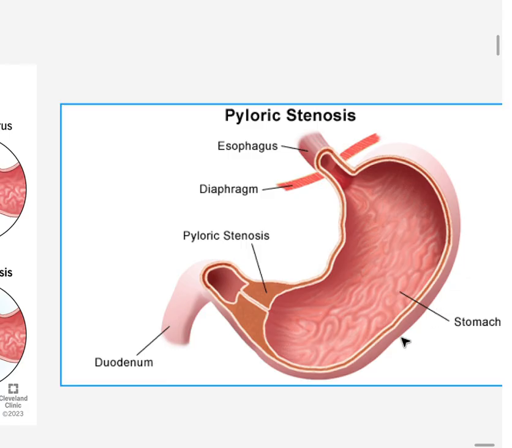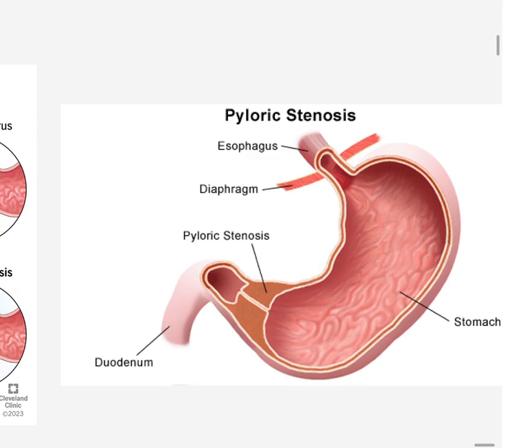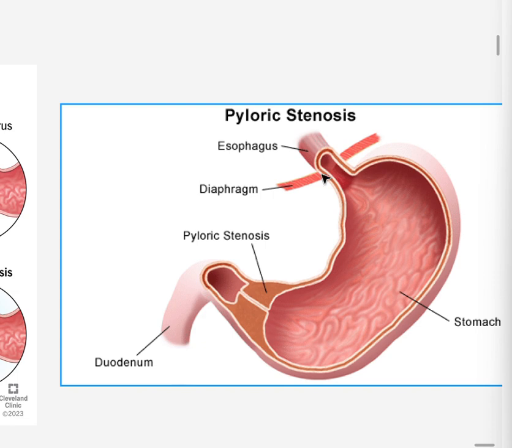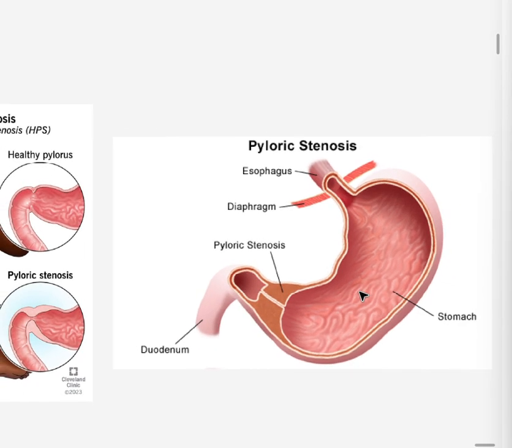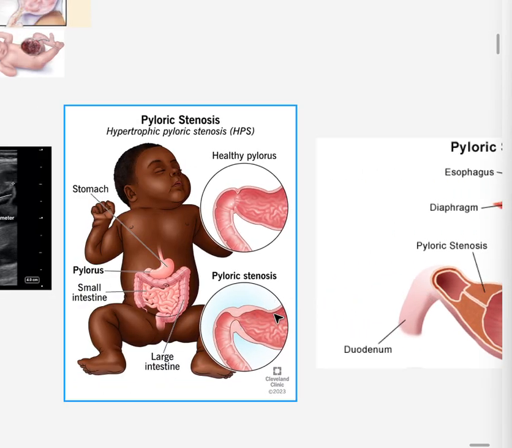This classically happens in a 2 to 6 week old infant, and usually it's a firstborn male. There's a history of macrolide exposure associated with pyloric stenosis, basically medicines like erythromycin. So you can see that this is a healthy pylorus, where the sphincter has enough space for the gastric contents to come out and go into the next part, the duodenum. And here you can see that it's stenosed, right? So this area is basically stenosed. It's so tightened that there's an obstruction.